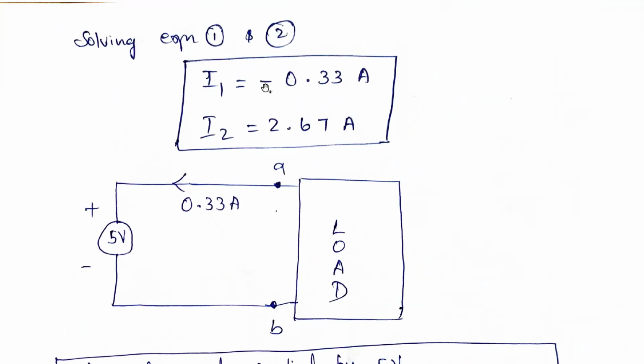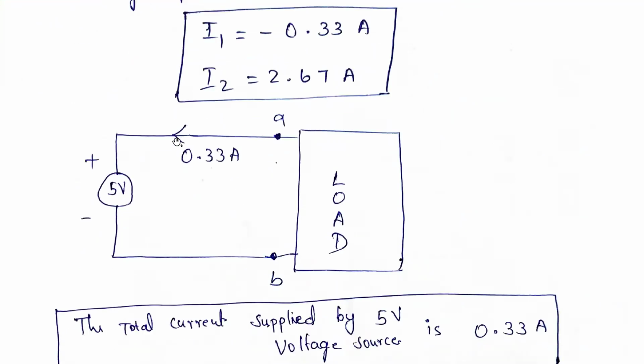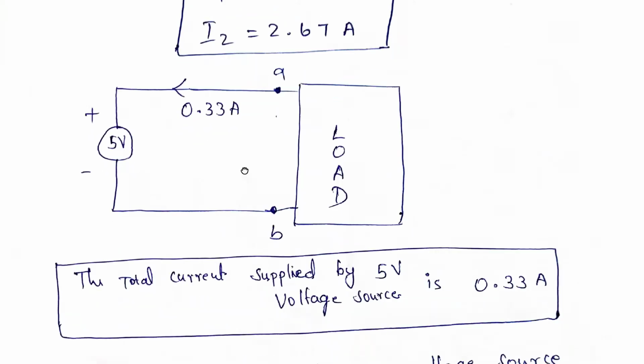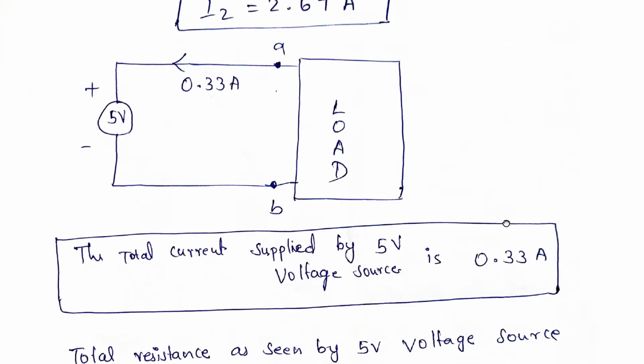In that particular load, the current flowing is 0.33 amperes, but it is minus. So current is flowing like this from load to source. So my 0.33 amperes direction is like this. So the total current supplied by the 5 volt source is 0.33 amperes. That is I1. That is the total current supplied by the 5 volt voltage source. That is I1, that is minus 0.33 amperes.